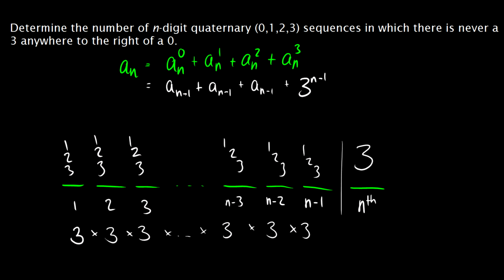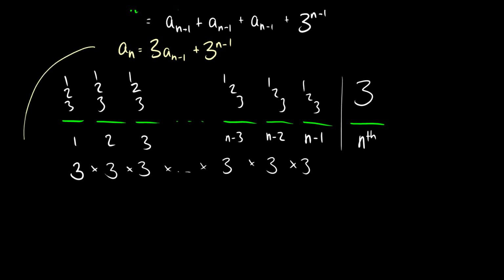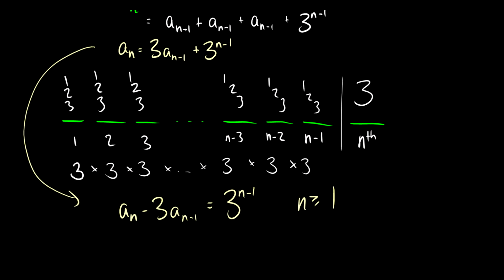So this recurrence relation is actually a_n = 3a_{n-1} + 3^{n-1}. So this is a non-homogeneous recurrence relation. And you could solve it if you wanted to, because we just take a_n - 3a_{n-1} = 3^{n-1} for all n greater or equal to 1.